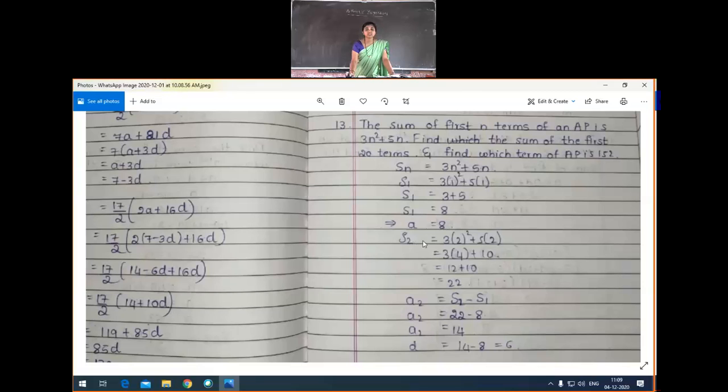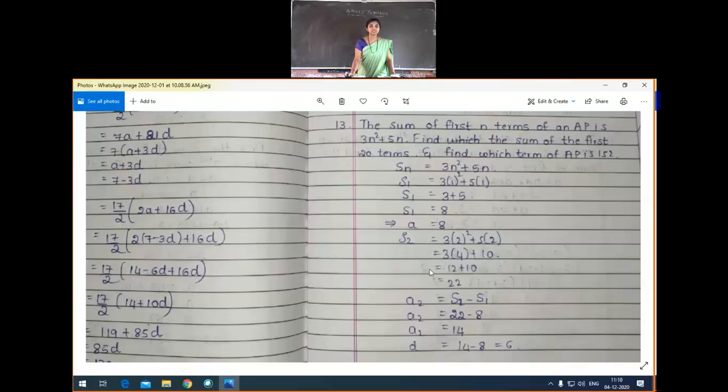Now let us substitute n is equal to 2. S2 is equal to 3 into 2 square plus 5 into 2. Then 3 into 2 square is 12, plus 5 2s are 10. Then 12 plus 10 is equal to 22. Sum of the first two terms is 22. Not the second term is 22.